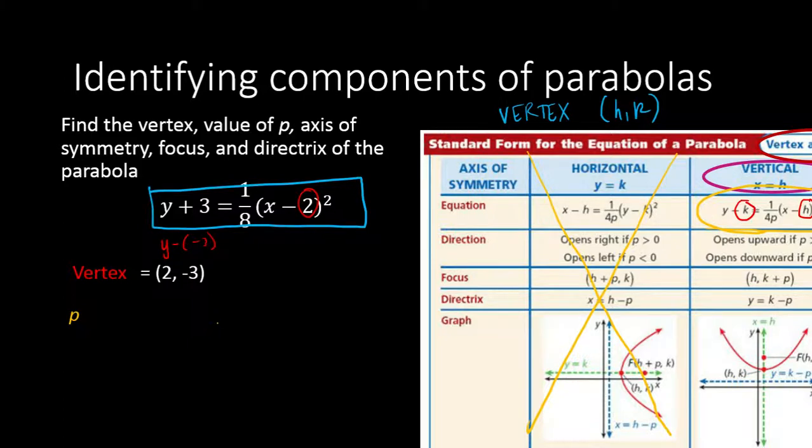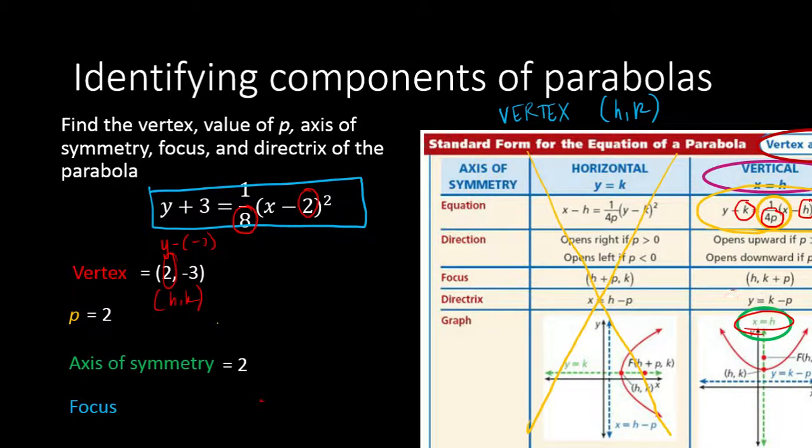P, how are we going to find p? Well, remember, the denominator is 4p. So if my denominator is 8, 8 divided by 4 is 2. My axis of symmetry is right here. It says x equals h. Well, I already found h, didn't I? It was right here because my vertex is h, k. So I already know it. My axis of symmetry is x equals 2.